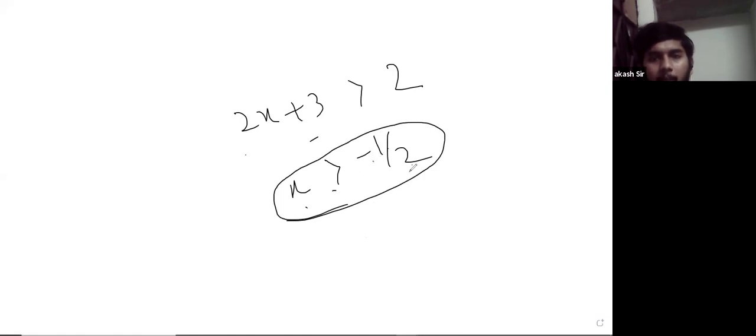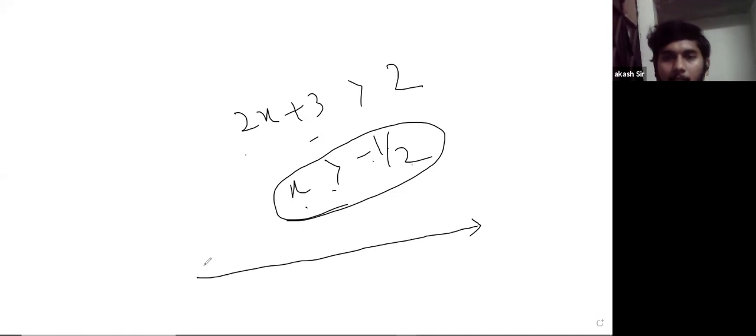X is greater than minus 1/2. See, Mahima? Okay. Yes, sir. She got it. We don't have to do the steps. Okay, see, we all know what is a number line. There is a line where we represent numbers. On the leftmost side, we write minus infinity. On the rightmost, we write plus infinity. Everyone knows this? Yes, sir. In between them is 0. 0 divides the numbers into two parts, plus infinity and minus infinity.